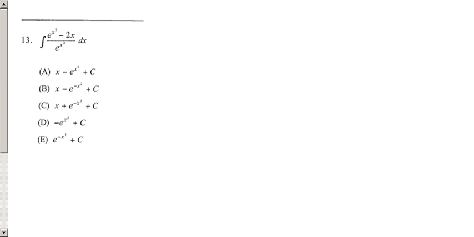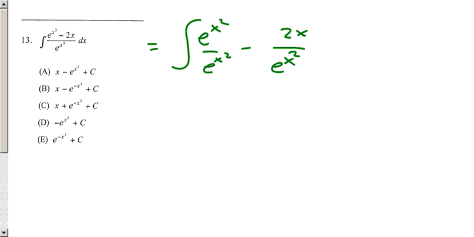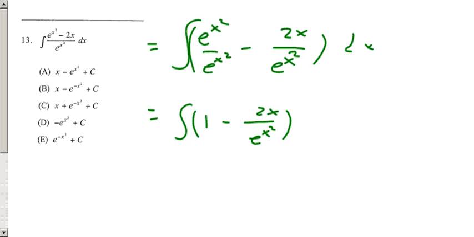All right, this problem looks a little bit ugly, but if you just split it up into two fractions, it becomes really straightforward. So we get e to the x squared over e to the x squared minus 2x over e to the x squared dx. Just like that. Which is the integral of 1 minus 2x over e to the x squared dx. And if we do a u substitution, let u equal x squared, du equals 2x.